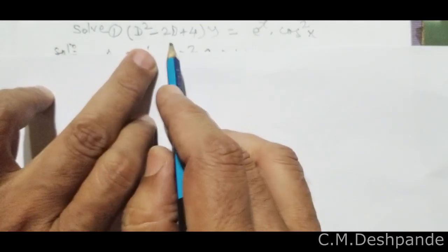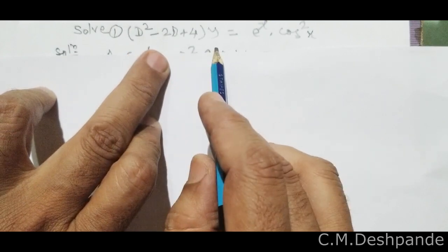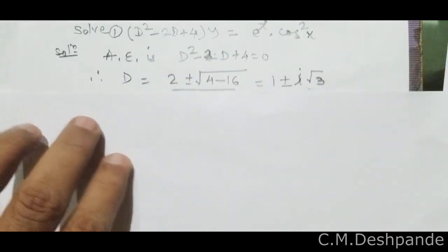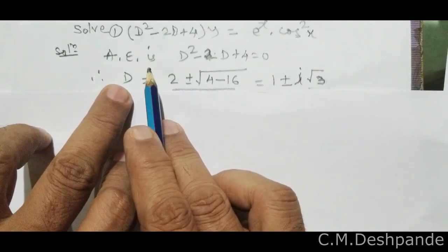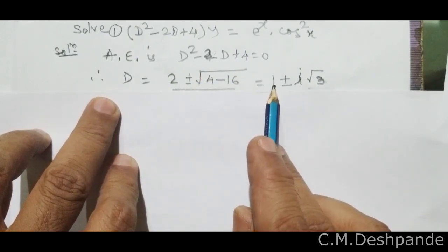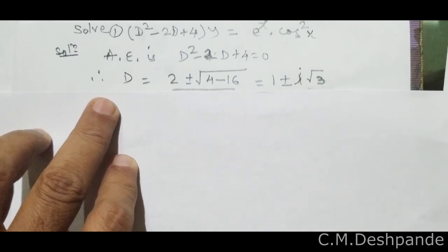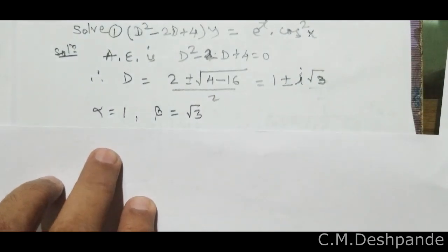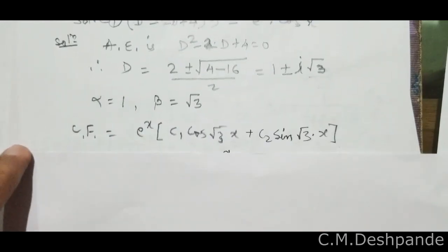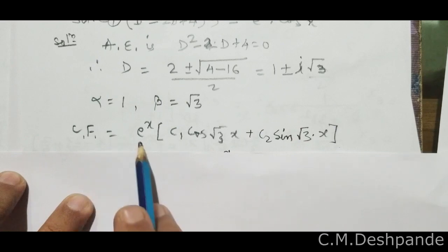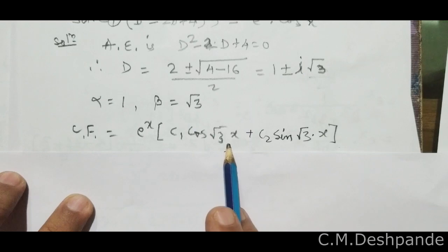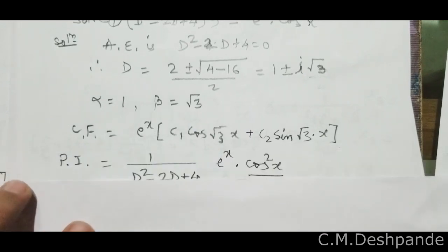(D square minus 2D plus 4) operating on y equals e raised to x into cos square x. Then again, the complementary function is obtained from the auxiliary equation. D square minus 2D plus 4 equal to 0 gives D equal to 1 plus or minus i root 3. Now these are complex values of D, alpha equal to 1, beta equal to root 3. Then using case number 3, CF is given by CF equal to e raised to x in bracket C1 cos of root 3x plus C2 sin of root 3x.